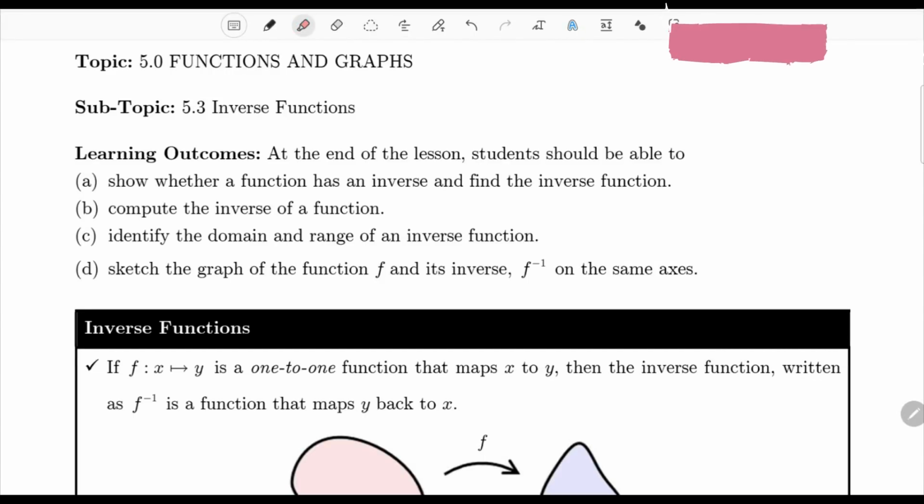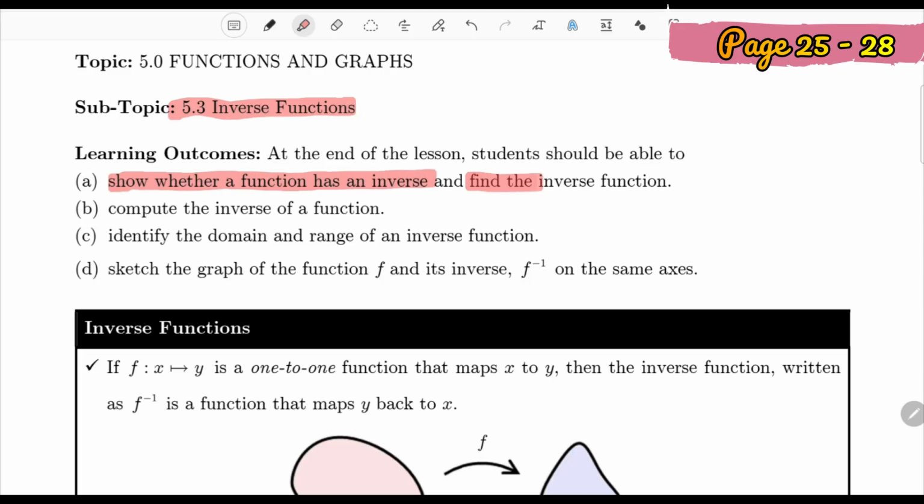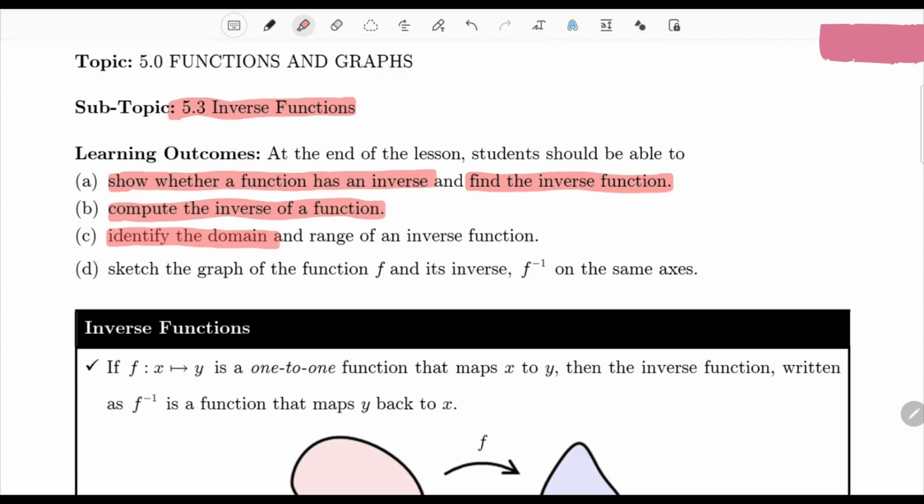Lecture 3 of 4, so 5.3, inverse function. At the end of the lesson, students should be able to show whether a function has an inverse and find the inverse function, compute the inverse of a function, identify the domain and range of an inverse function, sketch the graph of the function f and its inverse on the same axis.